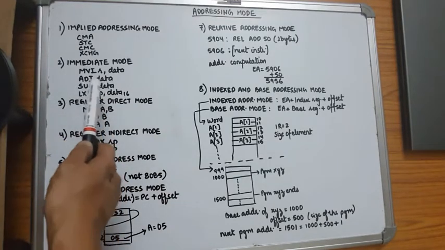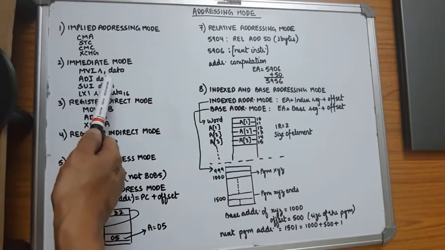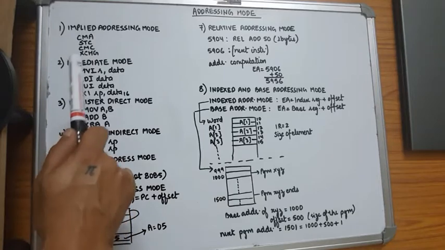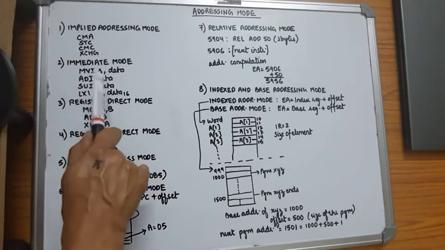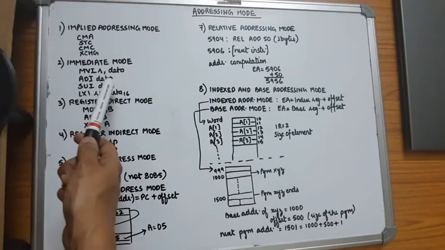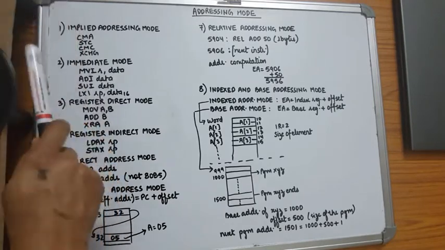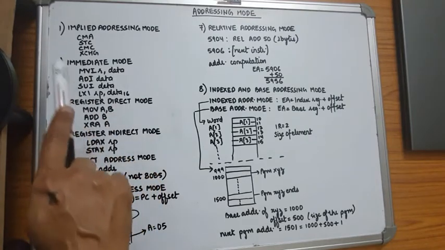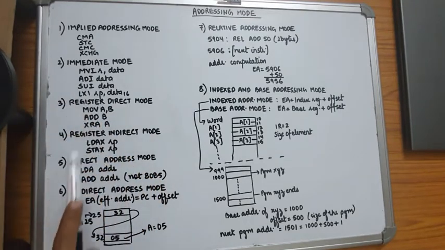SUI data: subtract the data from the contents of the accumulator, storing the difference in the accumulator. LXI RP, data 16: the 16-bit data is required to be loaded into the register pair specified.